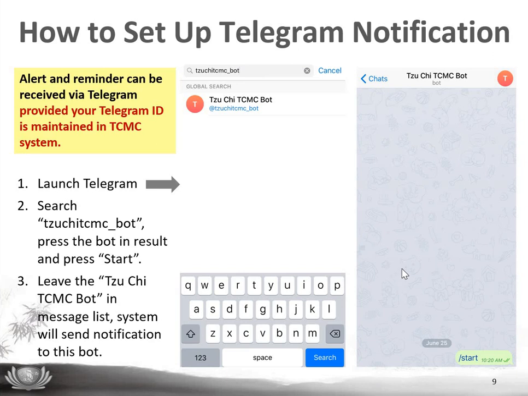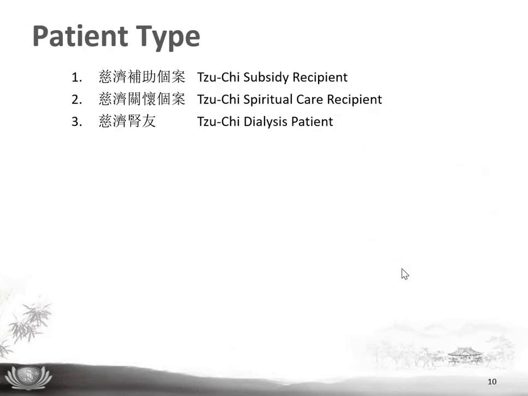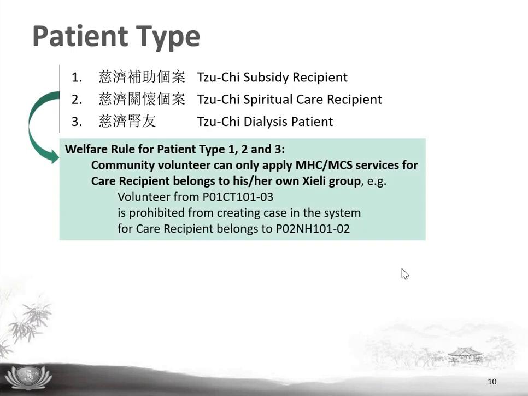When you get into the TCMC system, you will notice a few terms and terminology used. It's good that you understand them as we go along. First, we can start with patient type. All Tzu-Chi care recipients, including dialysis patients who are active in the e-welfare system, are eligible to apply for these services with special rules required by the welfare department.